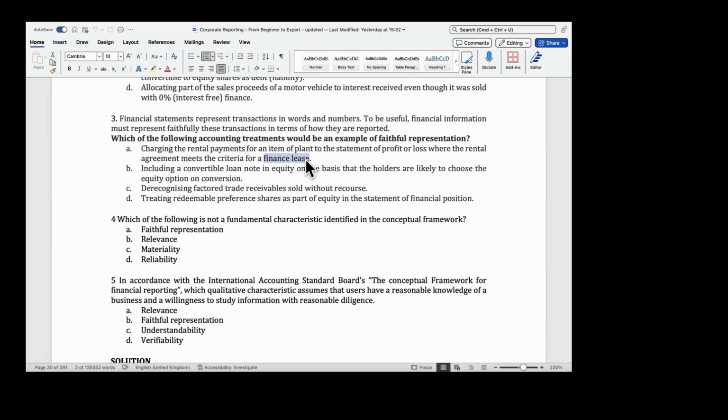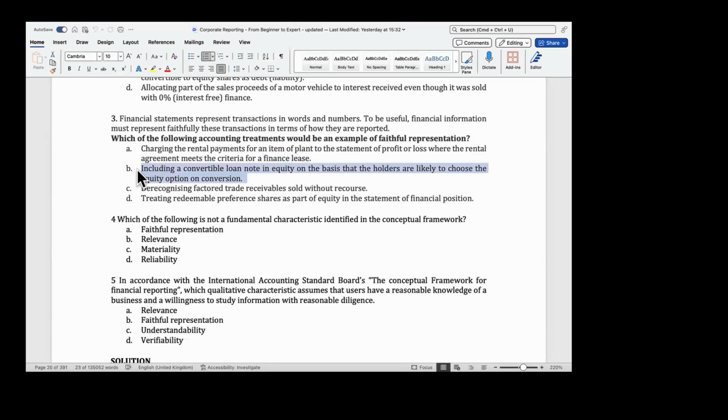For the lessee, all the rent it is paying, you capitalize it and call it right of use assets. For the lessor, all the rent it is receiving, it capitalizes and calls it net investment in the lease. So this is wrong. This is not faithful representation. You don't charge the rental payment to P&L. B, including a convertible loan note in equity on the basis that the holders are likely to choose the equity option.